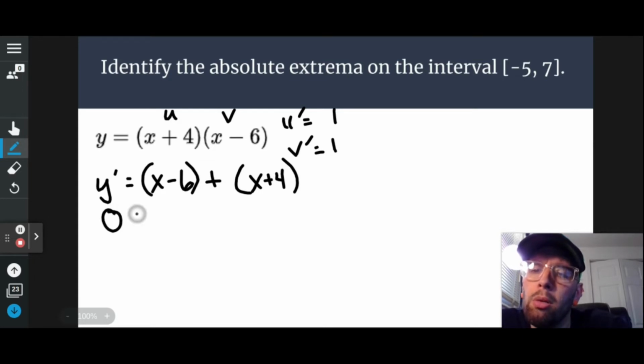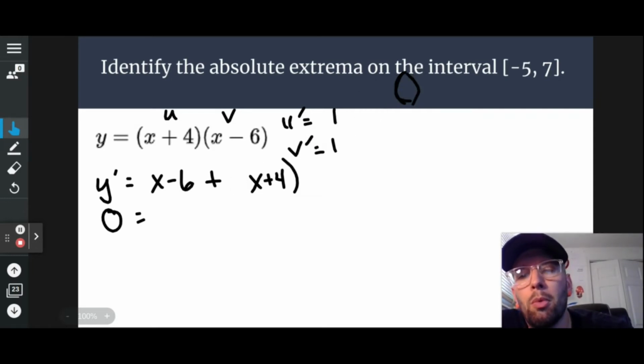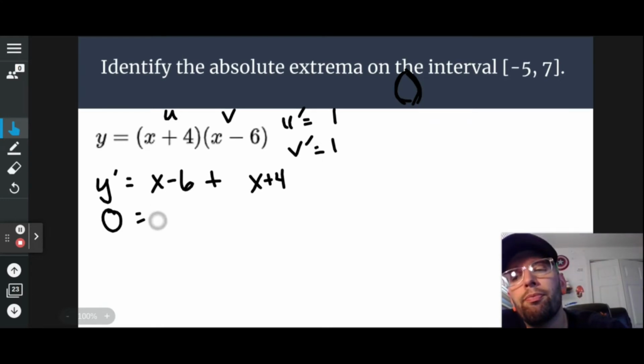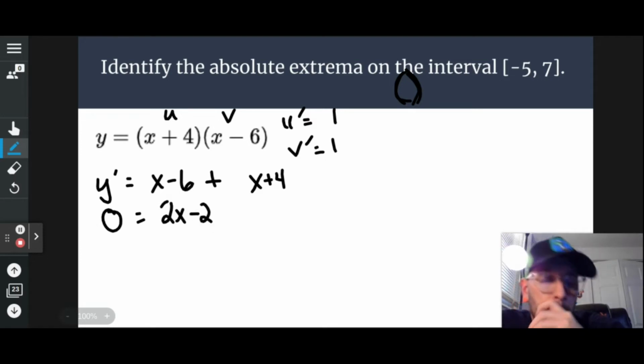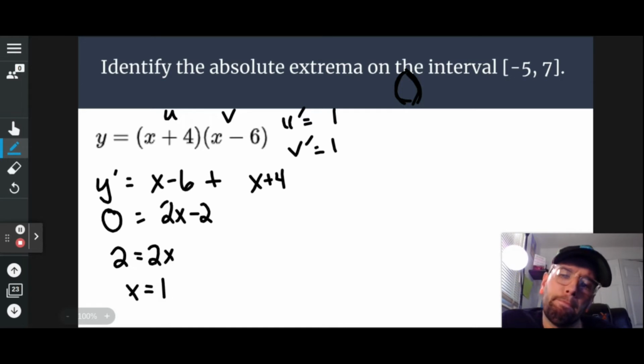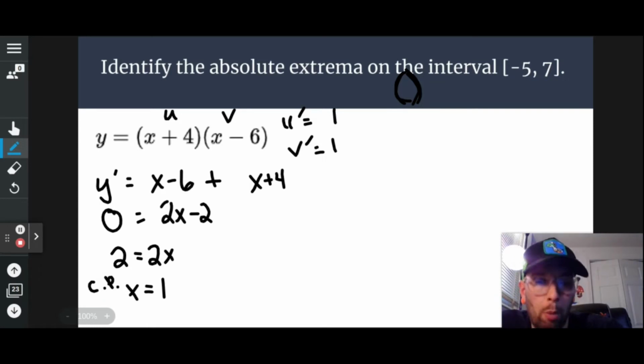Set it equal to 0. Those parentheses don't matter anymore, so combine like terms. x and x make 2x. Negative 6 and positive 4 make negative 2. Add 2. Divide by 2. And I have one critical point at 1. That's my CP. CP3PO. So I make a sign chart.